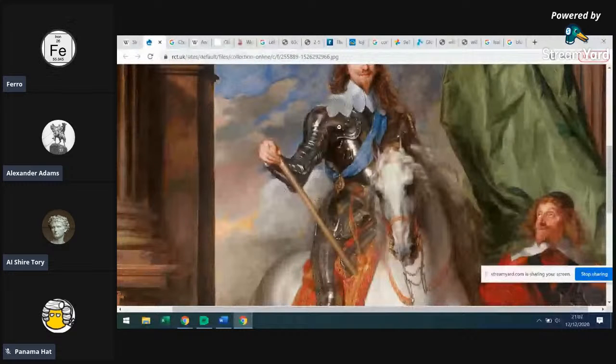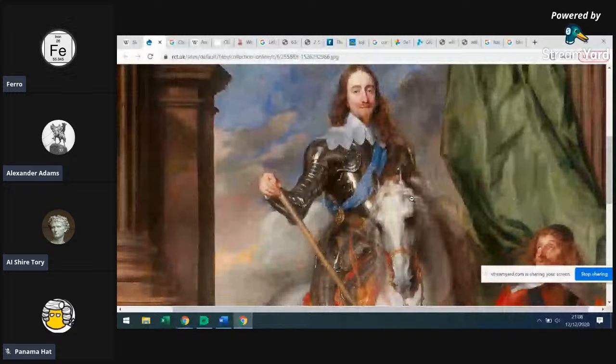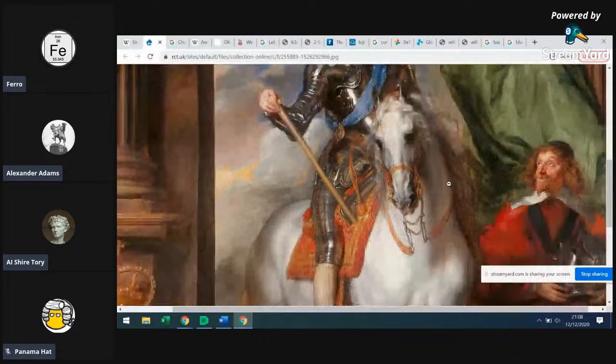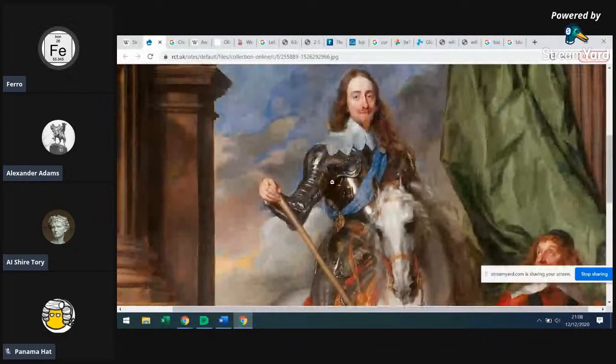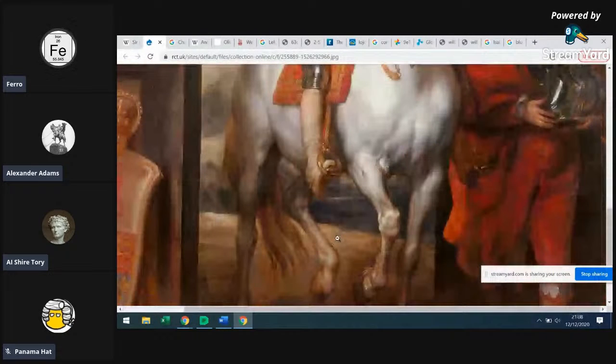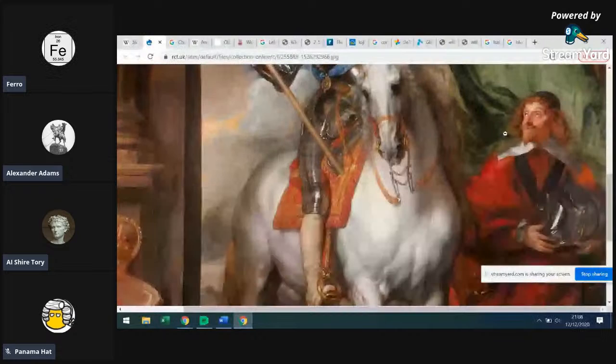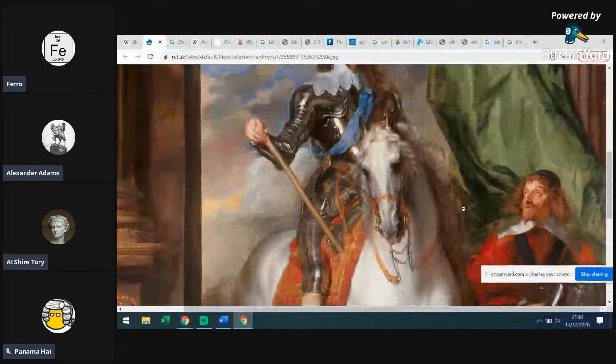Something interesting with the armor as well, because it implies that he's going into battle, but obviously Charles never actually went into battle. He was always getting Prince Rupert or whoever to command his forces for him. But again, to the masses, to the plebs, it's going to show off his kingship and soldierly ability. And then this is another Van Dyck, and you've got this page boy, a significant figure, looking up with awe and respect at his king at the same time.